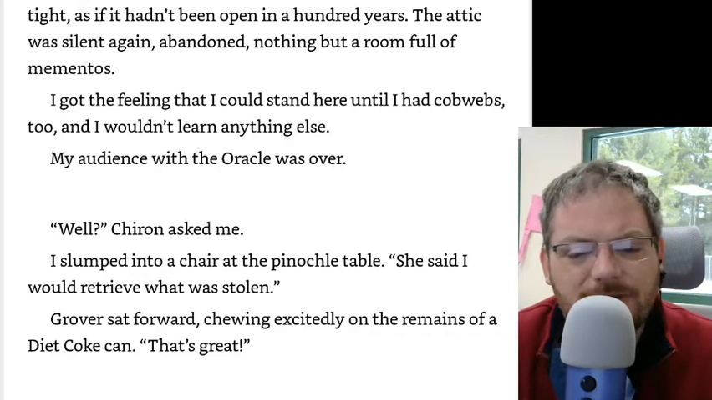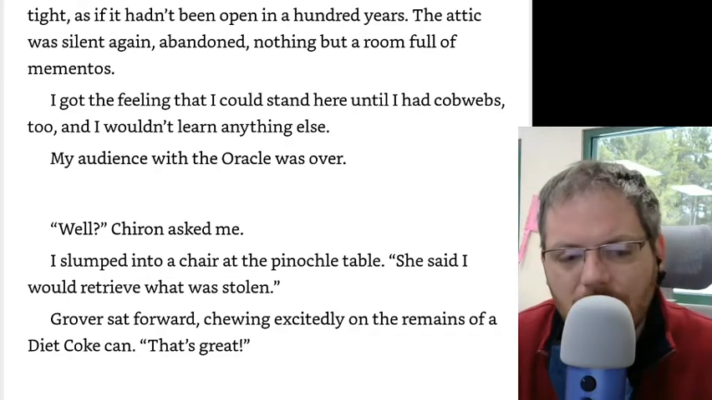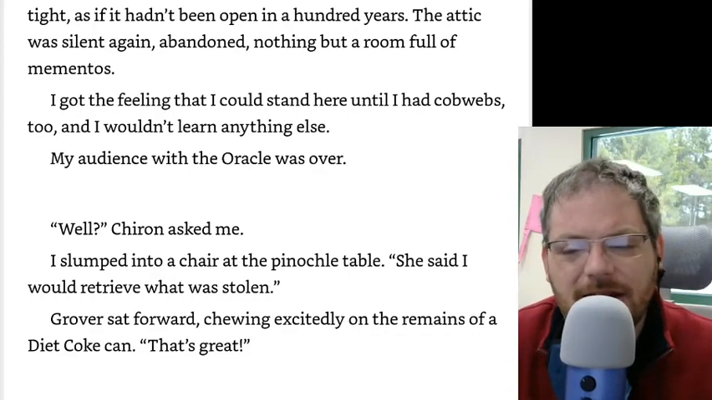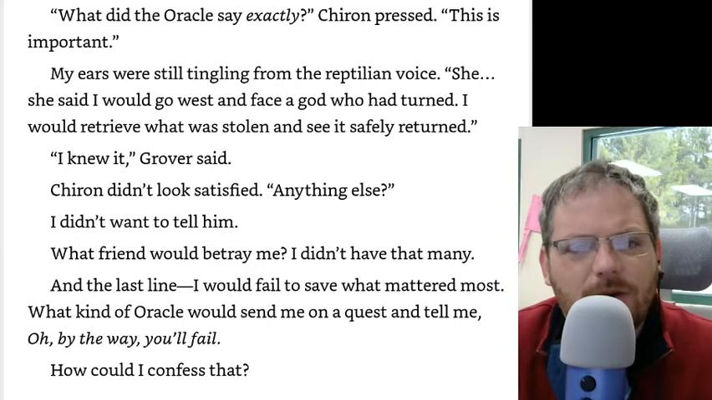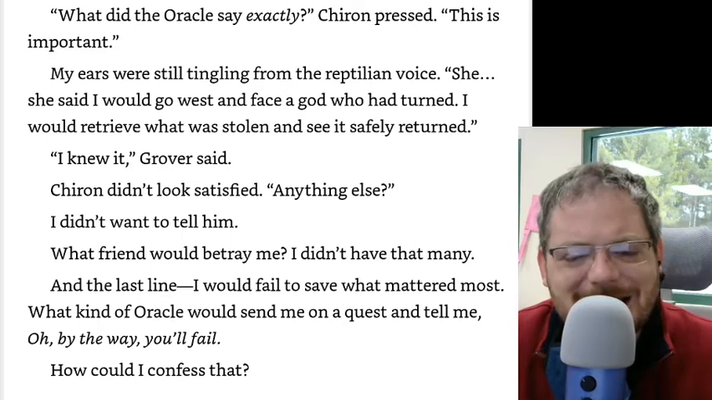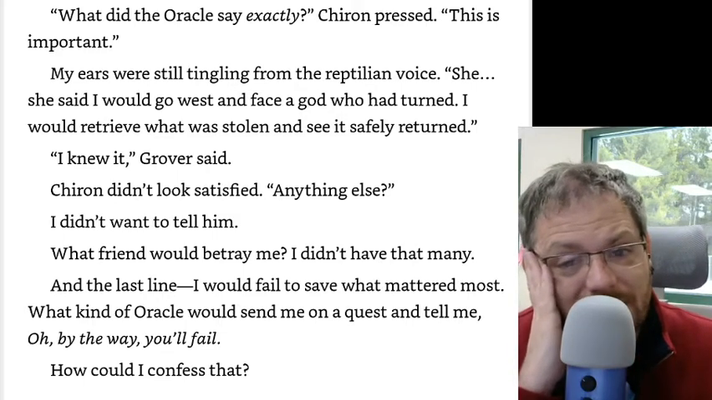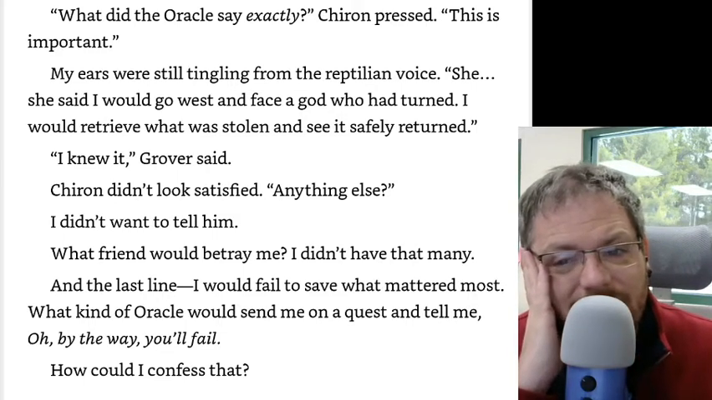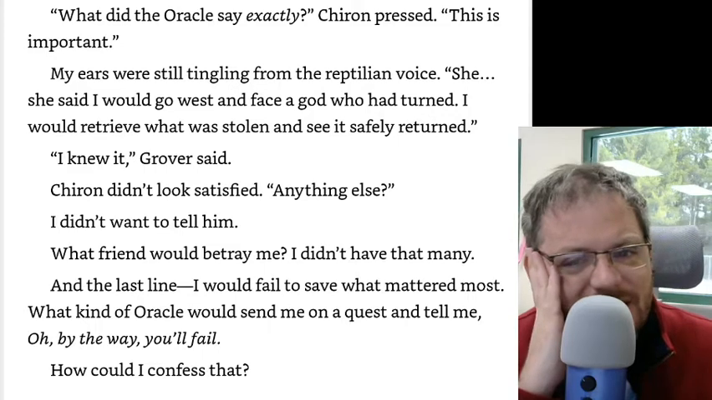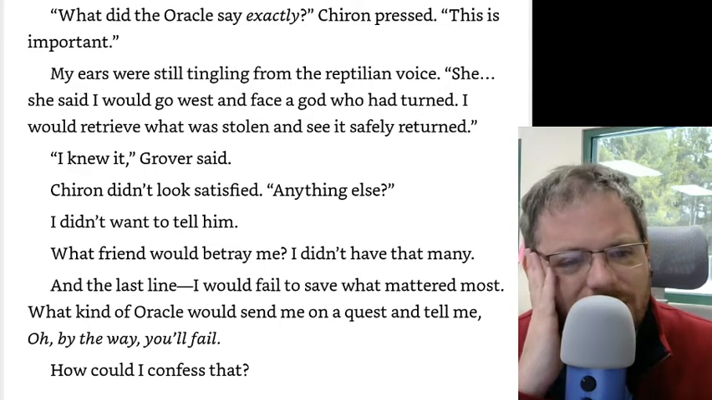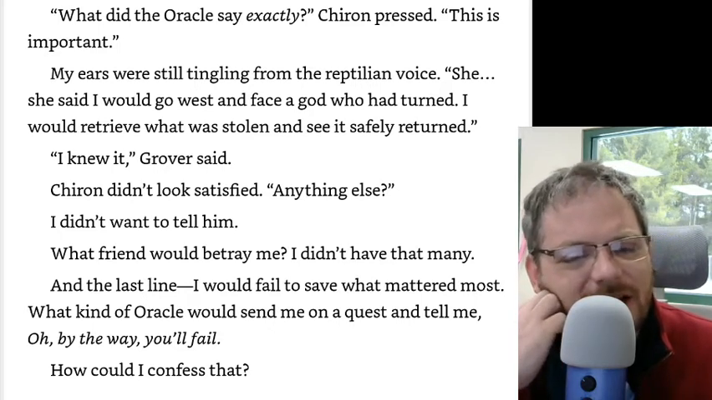"She said I would retrieve what was stolen." Grover sat forward, chewing excitedly on the remains of a Diet Coke can. "That's great! What did the oracle say?" "Exactly," Chiron pressed. "This is important." My ears were still tingling from the reptilian voice. "She said I would go west and face a god who had turned. I would retrieve what was stolen and see it safely returned." "I knew it," Grover said. Chiron didn't look satisfied. "Anything else?"